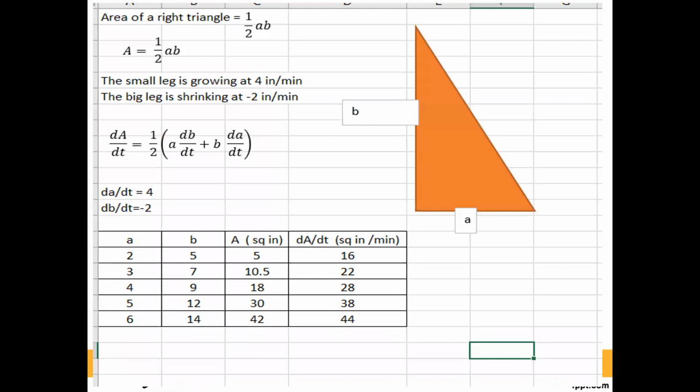Times dB dt, which is -2 all the time, plus the B value, which are these values right here, times dA dt, which is +4 all the time. So the area is in square inches, and the rate at which the area is changing is square inches per minute. So how would we do the first line?